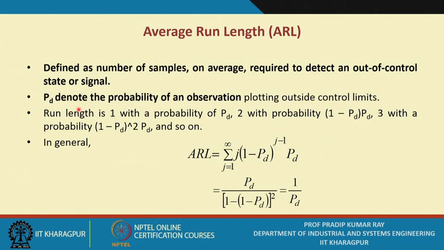The next one is the important performance measure that many a time we recommend, that is the average run length. Now, what is the average run length? Average run length is defined as the number of samples on an average that you require to detect an out of control state or signal. I repeat, that means average run length is, so you start using a control chart. At any point in time, the process may go out of control.